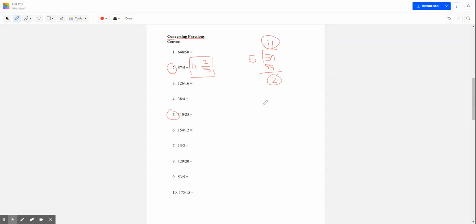Let's try number 5. 110 over 25. 25 doesn't fit into 1. 25 doesn't fit into 11. So we're going to skip the 100 and the tens. 25 fits into 110 4 times. So you get 4 as a quotient and 10 is a remainder. So 4 and 10 over 25. We can simplify this by dividing the numerator and the denominator by 5, which gives us 4 and 2 over 5 as our answer.